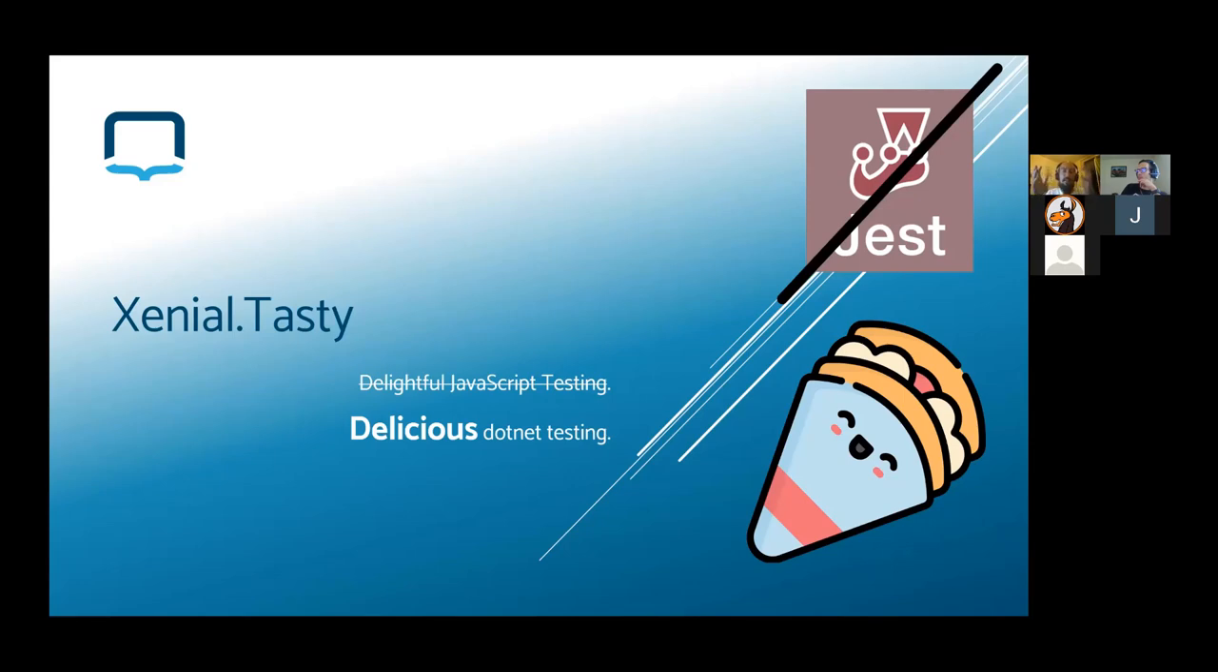The main goal of Jest is delightful JavaScript testing. It focuses you on testing in every way you want, but you don't have to think about testing in the first place. And then I said, okay, it shouldn't be delightful, it should be delicious. And that's why Tasty and Delicious.NET testing is going along. And there's our little buddy here. It's a crepe. I wanted a Palatschinken, as it's called in Austria, but I can't get a graphic designer to design me one, so I got a free one, and there are some links at the bottom.